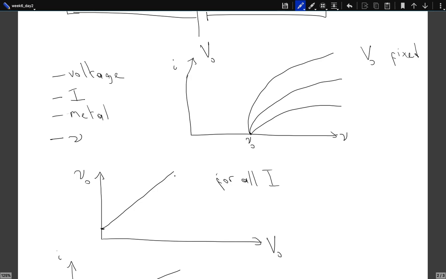Now let's make an estimate. Classically, forget about quantum physics, forget about the photons. Let's see, okay, let me pick up some numbers from your book. Yes?